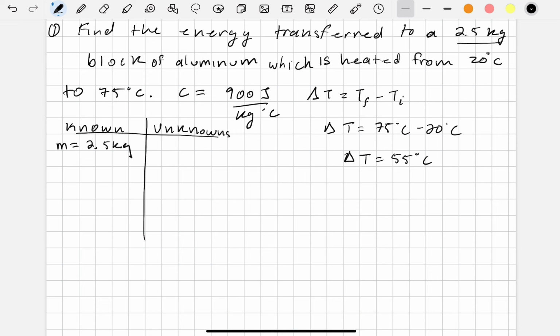We are also given the change in temperature. Change in temperature is 55 degrees Celsius. Specific heat is also given as 900 joules divided by kilograms times degrees Celsius. So what we're looking for is capital Q. We know that capital Q in this case, which is the energy transferred, is equal to mass times specific heat times the change in temperature.